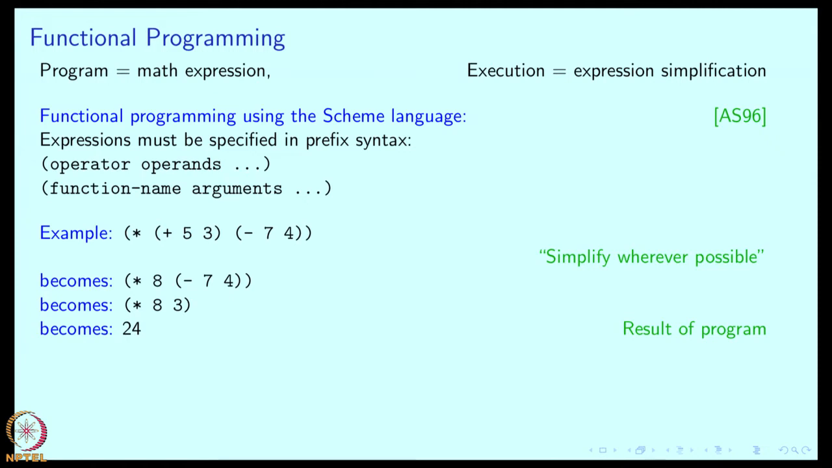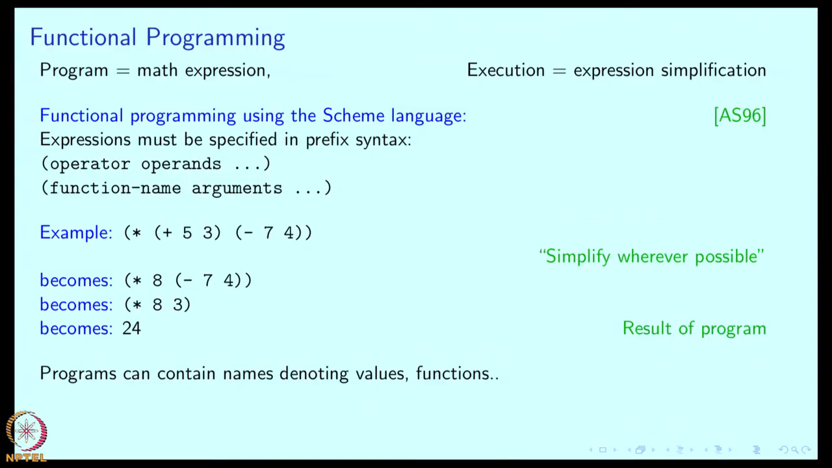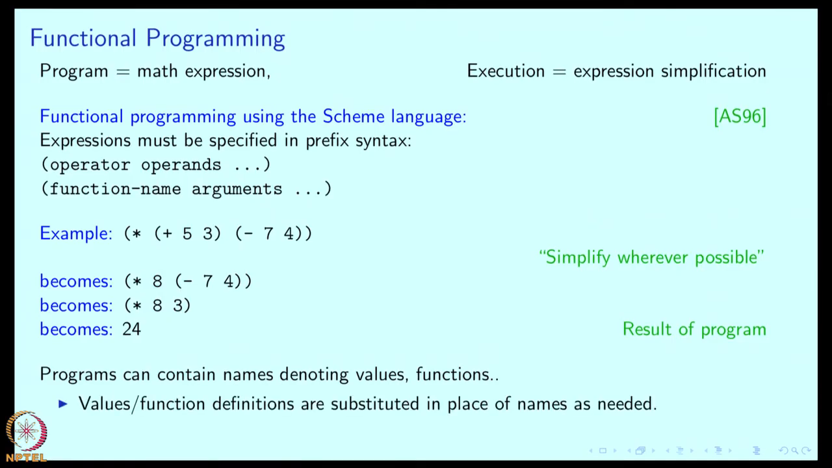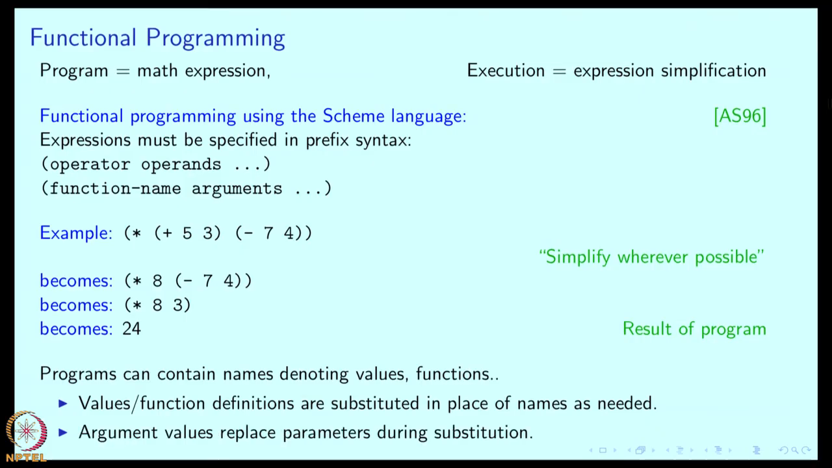Of course, this is not all there is to it. So two things I need to tell you more. So programs can contain names denoting values as well as functions. So wherever there is a name, it is replaced by the definition. So if there is a name denoting a value, the value will replace that name. If it's a name denoting a function, then the function definition is substituted in place of the name whenever needed. And of course, if it's a function definition, then the argument values replace parameters during substitution. So we'll see an example of this right away.